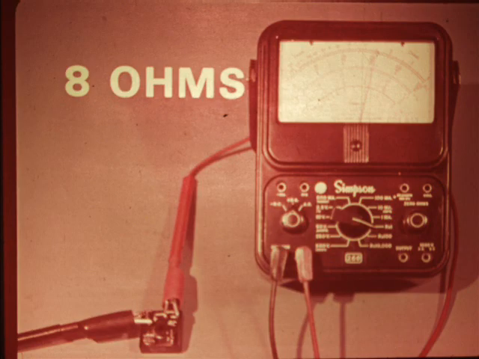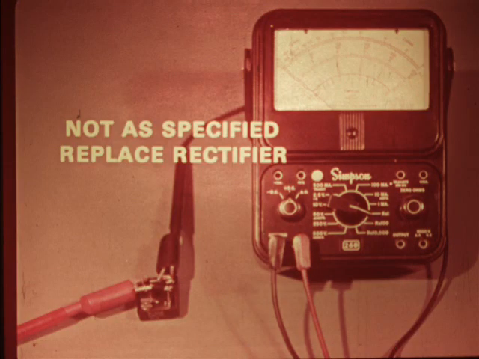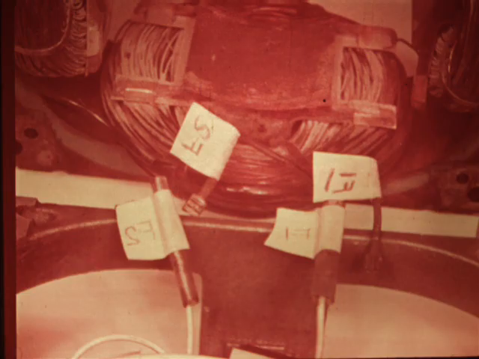For instance, the A to B resistance should be 8 ohms, with the black lead at A and red lead at B. With the leads switched to reverse polarity, the resistance should be infinity, since a diode conducts electricity in only one direction. If the test of any one of the 4 diodes doesn't meet specifications, the rectifier assembly must be replaced.